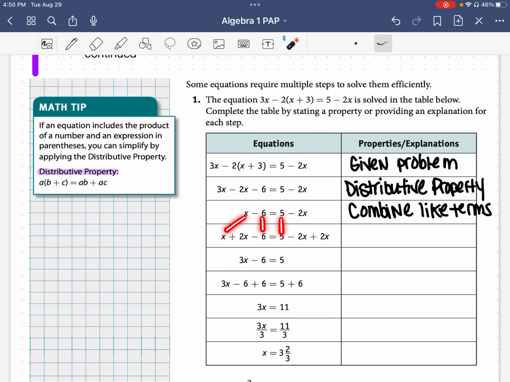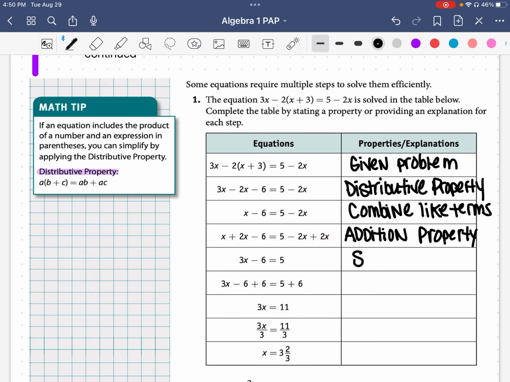All right, I'm seeing this, this, and this. Everything is the same. The thing that is different is this positive 2x that they've added to both sides. This is the addition property of equality. It says I can add the same thing to both sides. Then they've combined x plus 2x to be 3x, because remember there's an invisible 1 right here. And they've canceled these 2 out, giving us 0, which does not have to be there. They've simplified. You could also say they combined like terms.